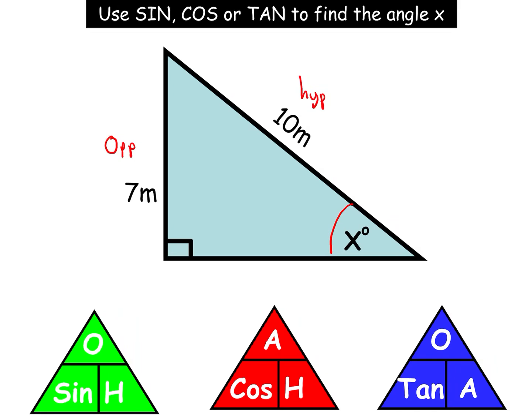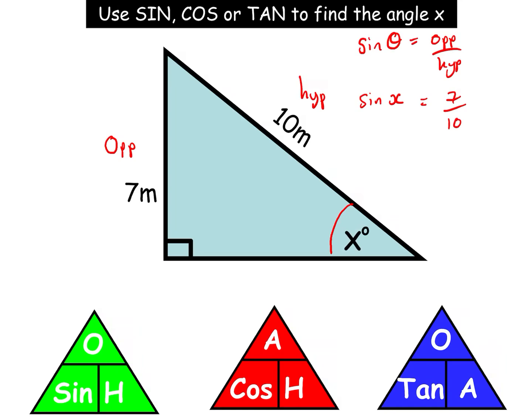So SOHCAHTOA, which one is it? It's opposite and hypotenuse, so it's going to be a sine. So we write down the formula. Sine of your angle is equal to your opposite over your hypotenuse. Okay? So, now put into the equation what you know. Well, this time I don't know the angle. The angle is x. So sine x equals your opposite, which is 7, over your hypotenuse, which is 10.